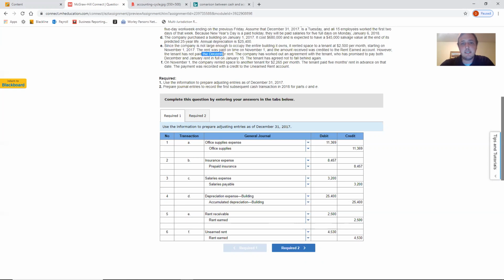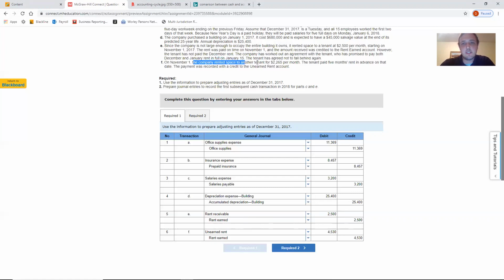They have not paid the December rent. So we now have a rent receivable, and we earned the December rent because we let them use that space. So we have a receivable that's increasing, that's an asset, and almost revenue is rent earned, which increases with a credit.